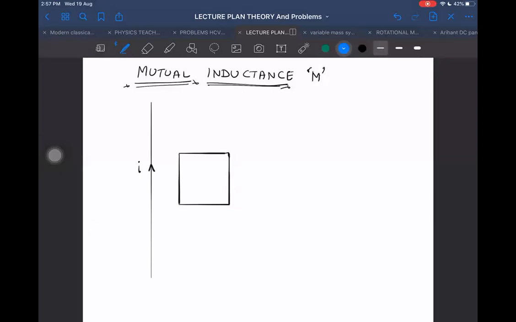I think you can find out. You already got the experience now, and in fact similar integration we did. So flux I have to take. Mu not I by... I told you one thing, that mutual inductance will be between two loops. Where are the two loops here?